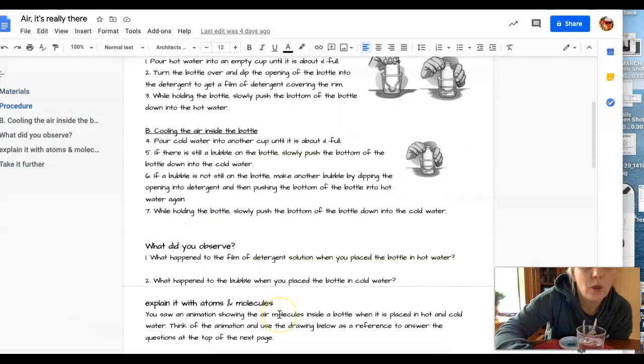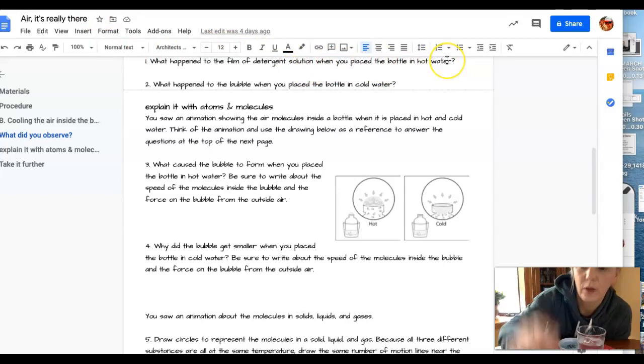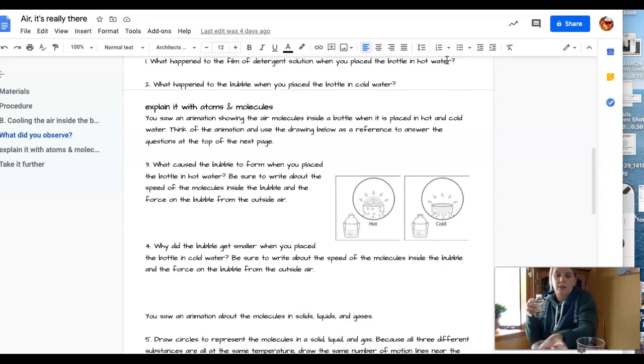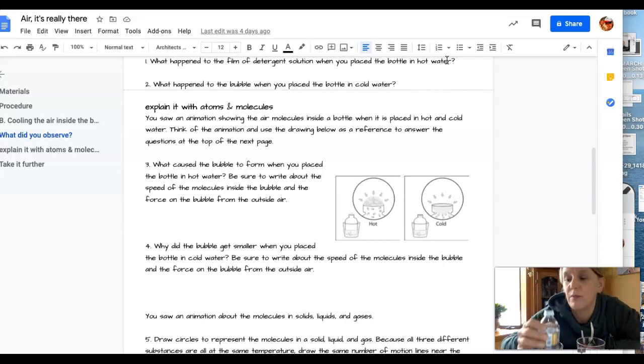Alrighty. It says, what did you observe? What happened to the film of the detergent? Hang on, I'm going to pause. Okay, I'm back. What happened to the film of detergent solution when you placed the bottle in hot water? Well, what happened when this was in hot water? You don't even have to talk about it on a molecule level. Just tell me what happened. What's going on right here? And then what happened to the bubble when you placed it in cold water? It shrinks, right? So now we're going to explain it with atoms and molecules.